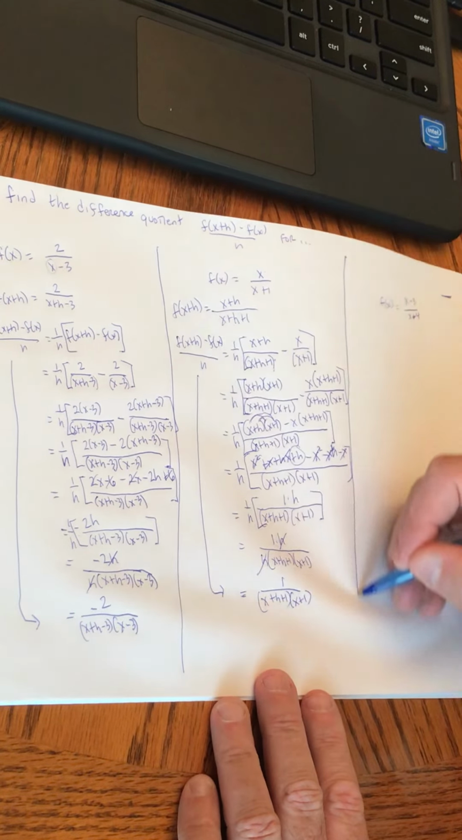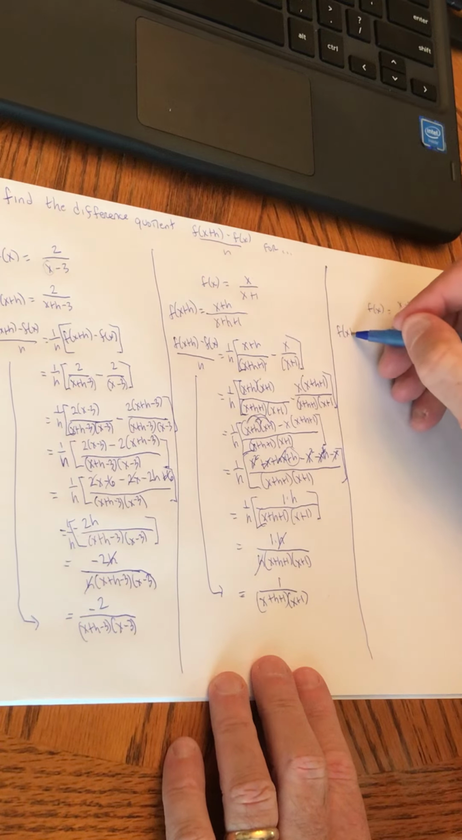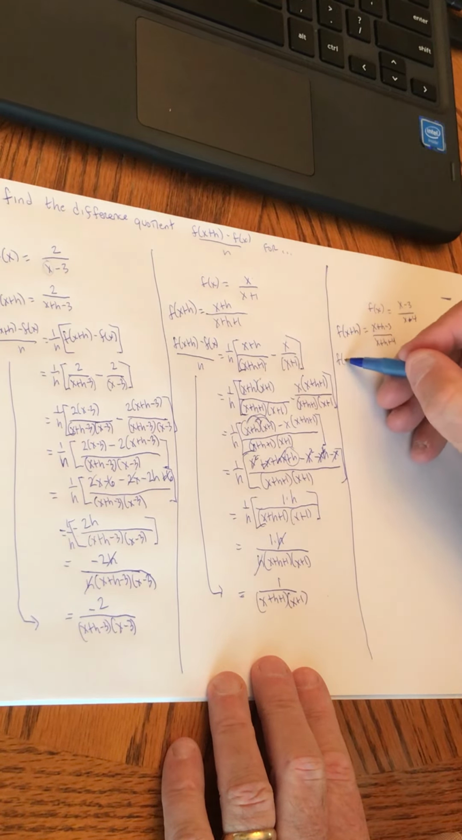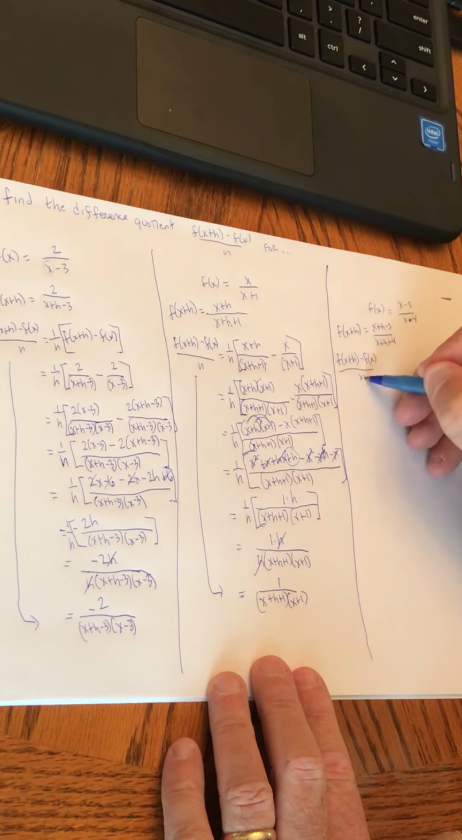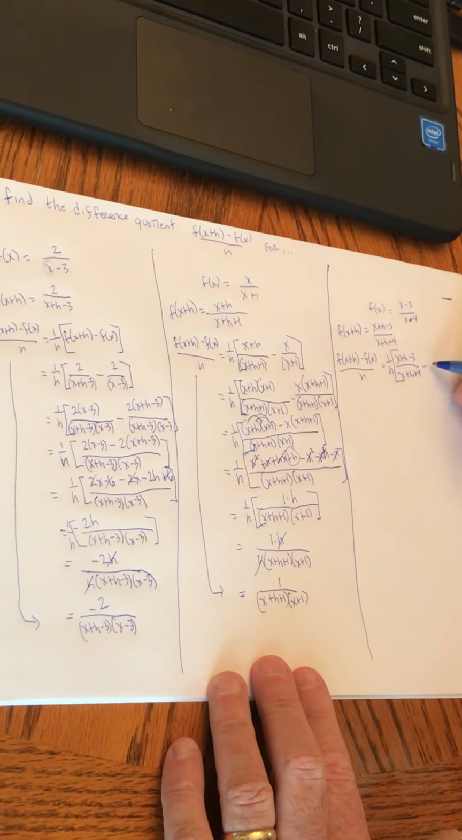Last one, slightly more complicated. Evaluate f of x plus h by plugging x plus h in to get x plus h minus 3 over x plus h plus 4. Now I plug that into the difference quotient formula. That equals 1 over h, remember, times my f of x plus h minus my f of x.